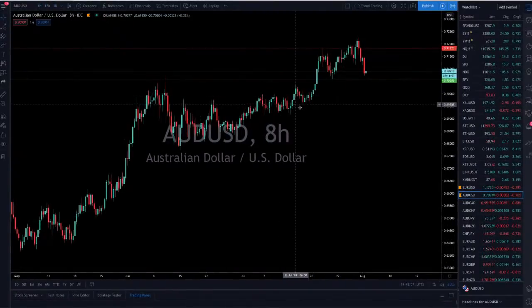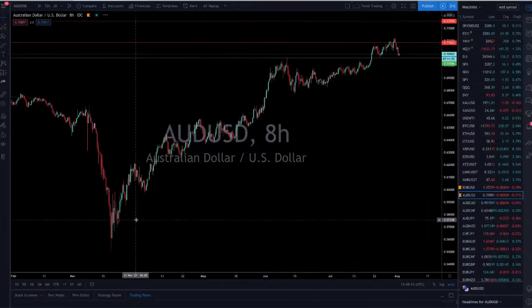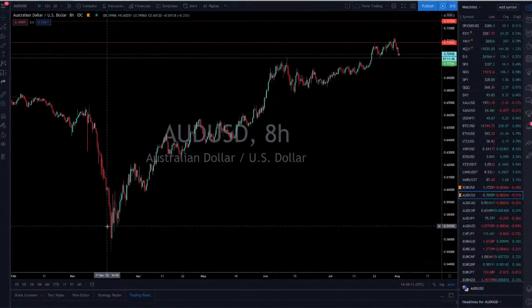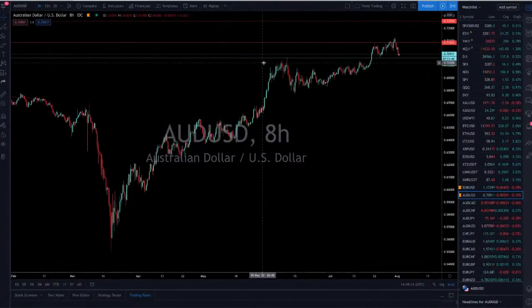This is very bullish. You're looking at this is where the Fed stepped in. You're looking at the March lows. This is an uptrend. You buy off support in uptrends.